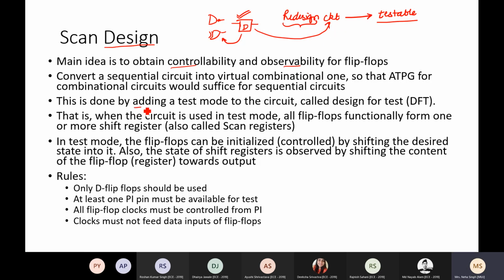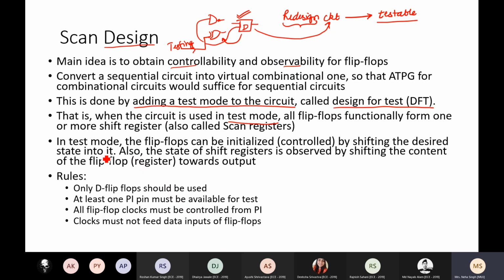One option is by adding a test mode to the circuit, right, which is called design for test. Means आपका circuit जो है वो अलग work कर रहा है, and when I want to test it, I have a dedicated line, or a dedicated setting, for testing to be performed. Testing के लिए I can apply these lines directly. So I use a test mode for the circuit other than the actual working mode, right? So that when the circuit is used in test mode, all the flip-flops functionally form one or more shift registers, which we call the scan registers, right? So that if there are multiple D flip-flops, they are now converted into a simple register, चाहे वो combinational circuit में कहीं भी connected हो.